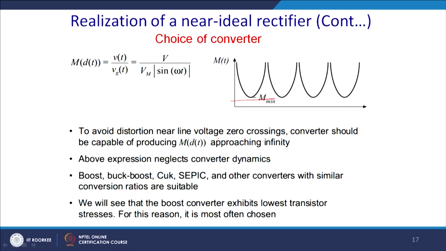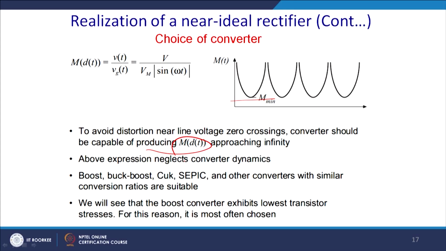The converter should be capable of producing a modulation index approaching infinity. Definitely it is not possible, but it means that the switch should be continuously on close to the 0 crossing. The above expression also neglects the converter dynamics. So, you cannot have this kind of crossing because you require short circuit protection. Short circuit protection will come into the picture and ultimately it will shut it down.